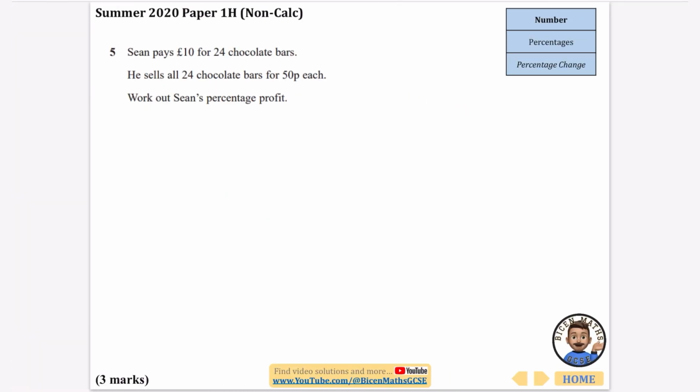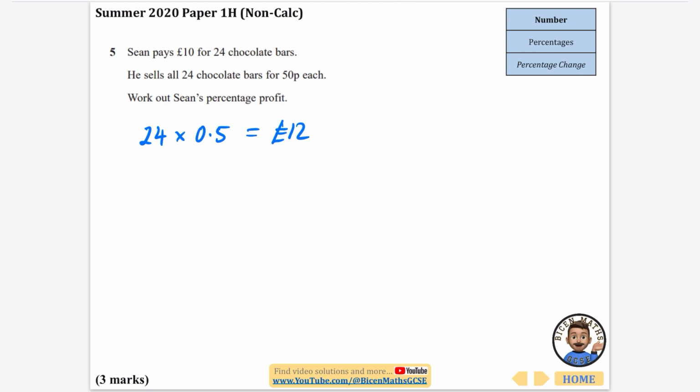Okay, next question is another percentage change one. This is obviously a very popular topic. He pays £10 for 24 chocolate bars. He sells all 24 for 50p each. This is a non-calculator. So we're going to do the 24 chocolate bars at 50p each. That's actually just half, isn't it? So it's just going to be £12 for this.